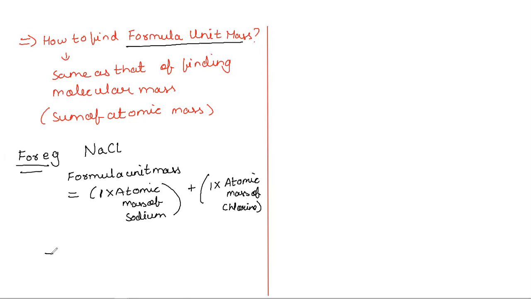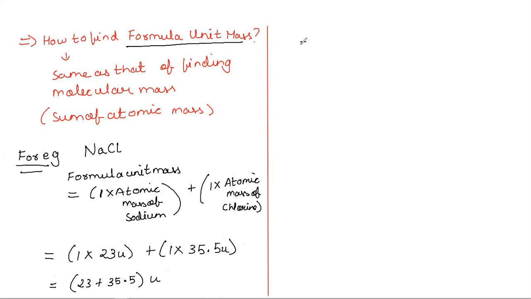So what will it be? 1 into atomic mass of sodium is 23 u, plus what is the atomic mass of chlorine? 35.5 u. Right? Add: 23 plus 35.5 u, which is equal to 58.5 u. We find formula unit mass mainly for particular formulas.